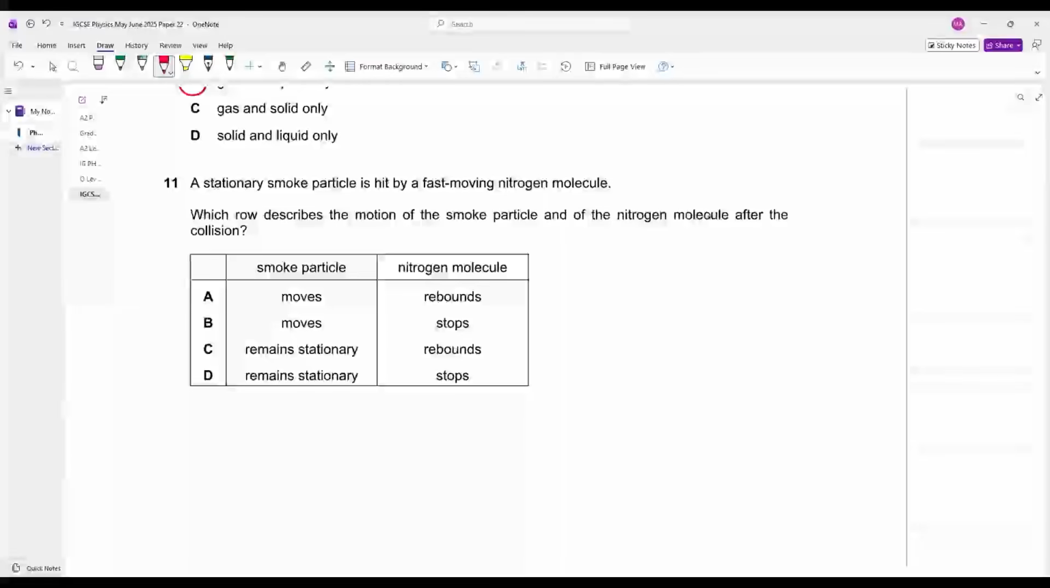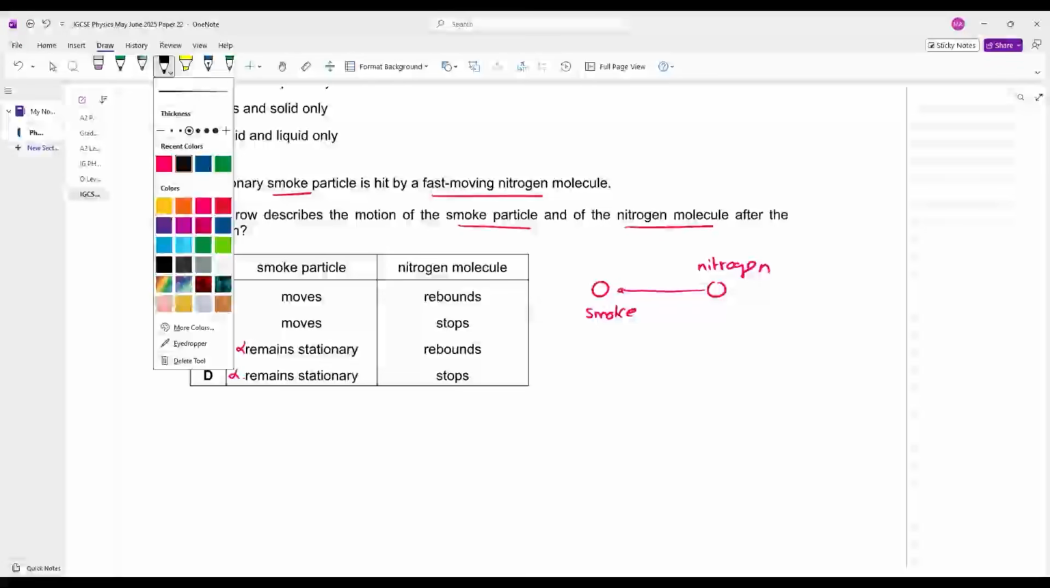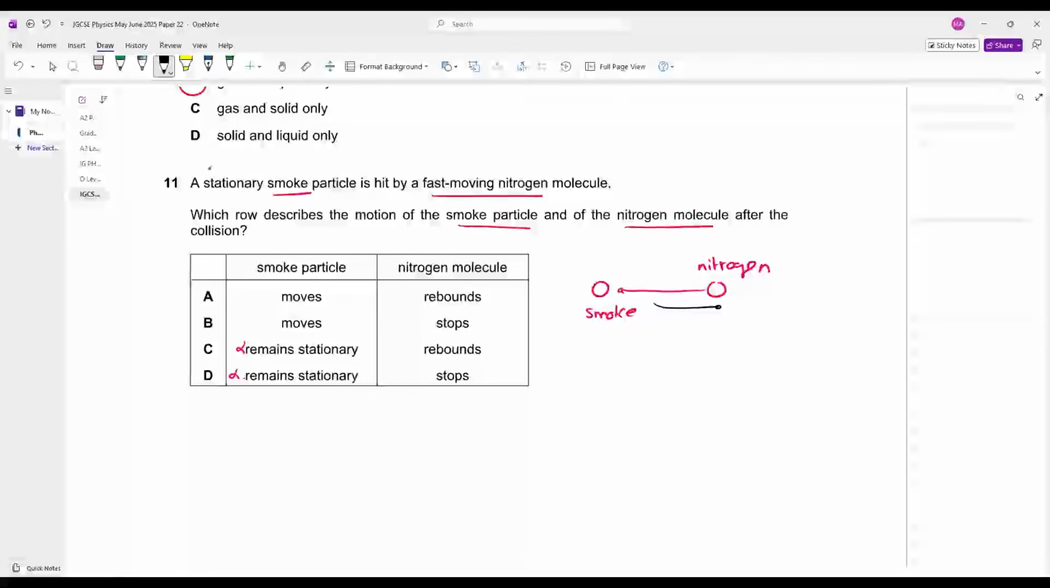A stationary smoke particle is hit by a fast moving nitrogen molecule. अच्छा जी, ये smoke particle है, इसको आके nitrogen हिट करता है बहुत जोर से. Okay, what will happen? Obviously the smoke particle will start moving. C और D cancel out हो जाएगा. What will happen to the nitrogen molecule? हो सकता है कि nitrogen molecule rebound कर जाए like this. A is your answer.